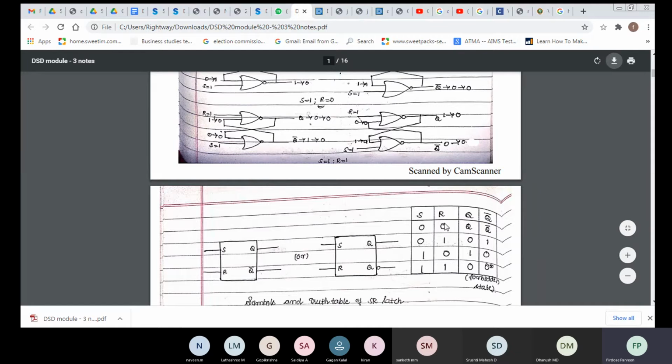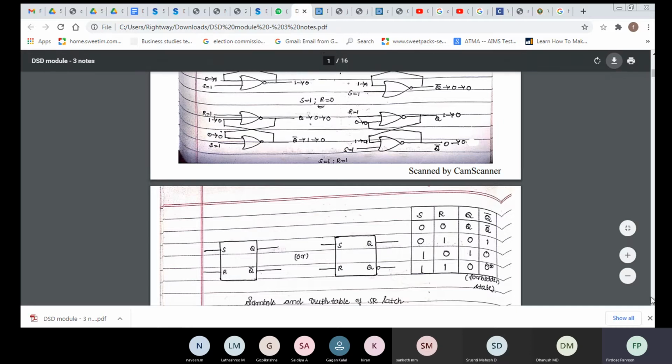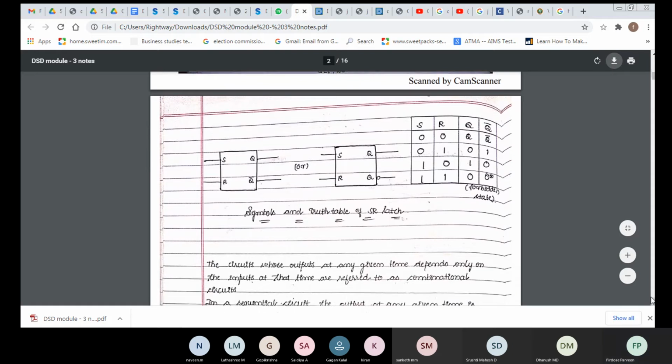When S is equal to 0 and R is equal to 0, it remains with the previous state. When Q is equal to 0, it remains with 0. When Q is equal to 1, it remains with 1 output. It depends on the previous state, what it was.